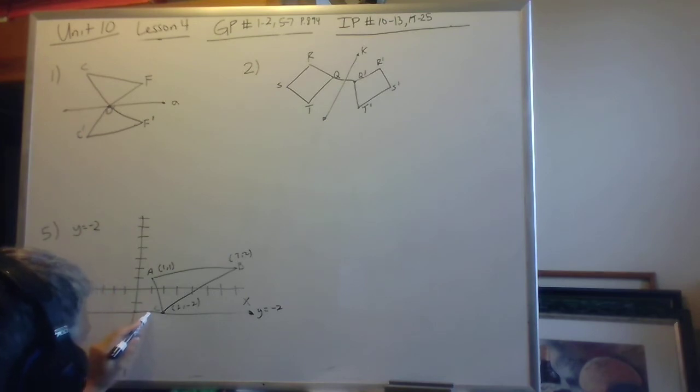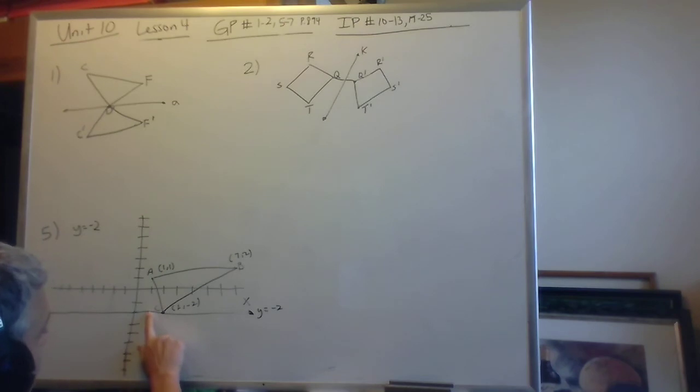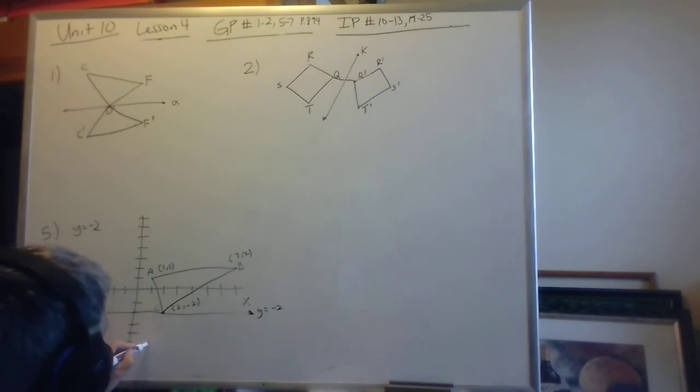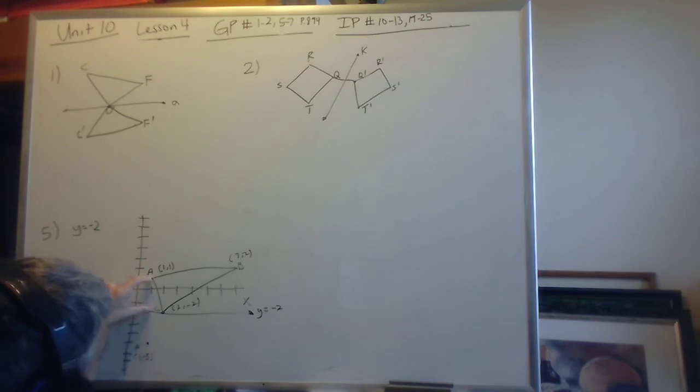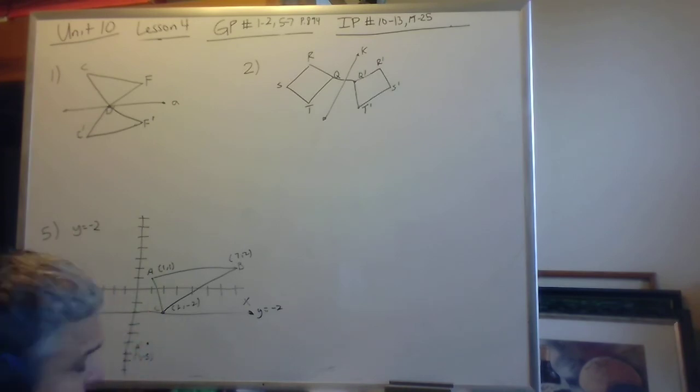So then we're going to take the line of reflection at y equals -2 at 1 and count down 3 units. So 1, 2, 3. So A prime is going to be at 1, -5. And that's because if A is 3 units away from y equals -2, A prime has to be 3 units away from y equals -2. All right, so that's at 1, -5.